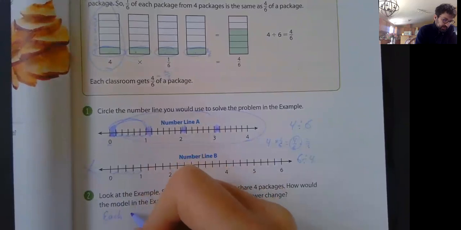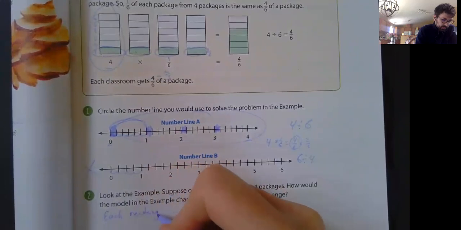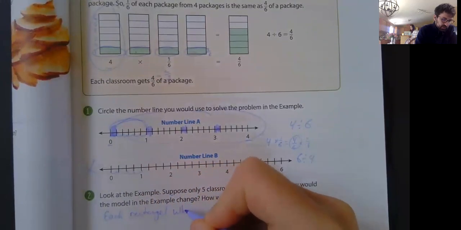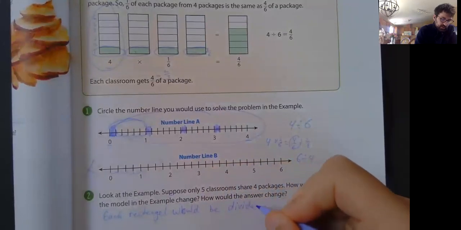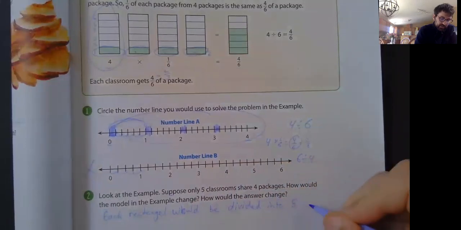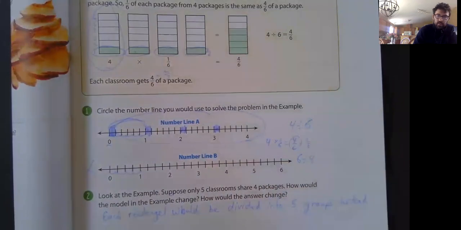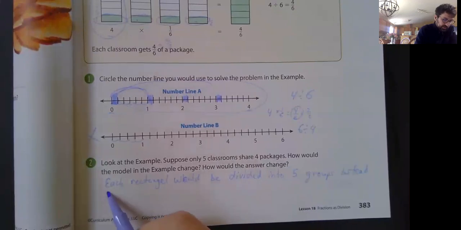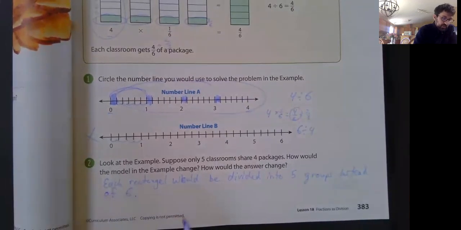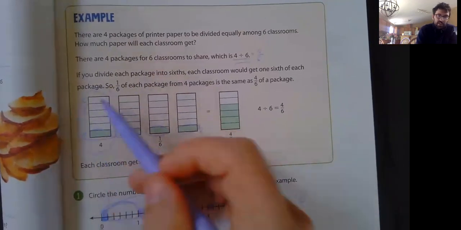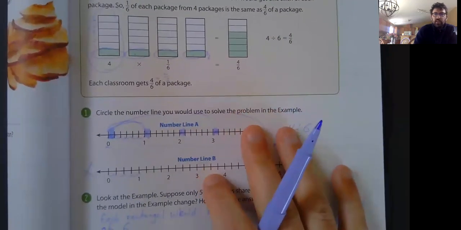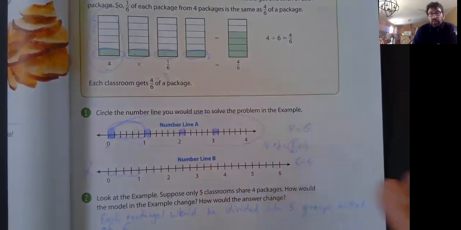Each rectangle would be divided into 5 groups instead of 6, right? Okay, so it'd be 5 groups instead of 6, right? So instead of 6 groups up here, it'd be 5 groups instead, because we're dividing into fifths, because we're dividing them into 5 classes, not 6.